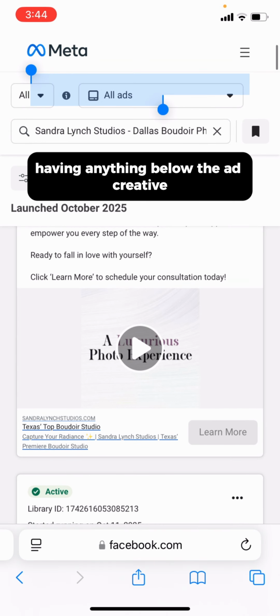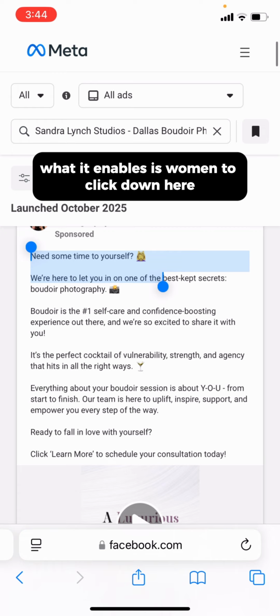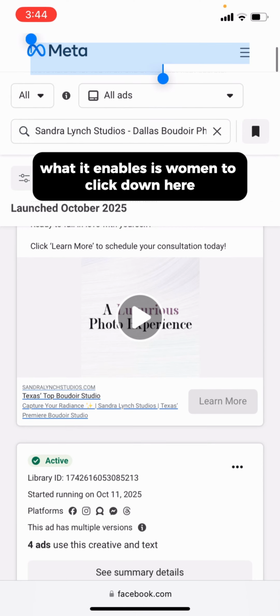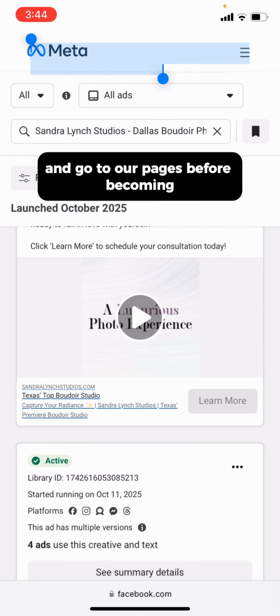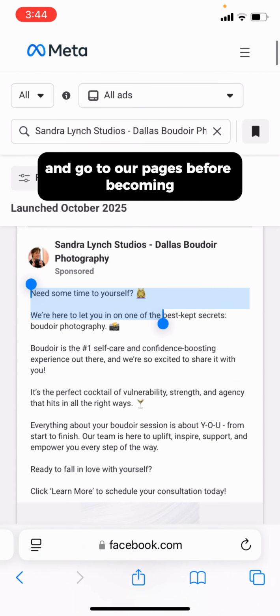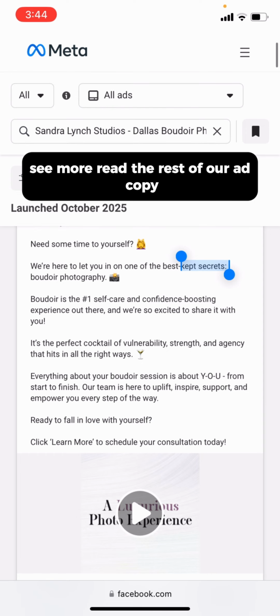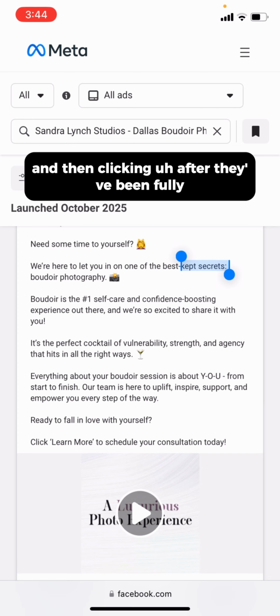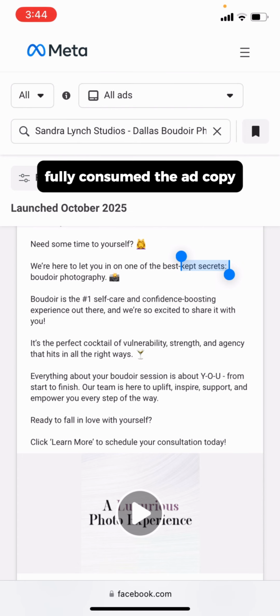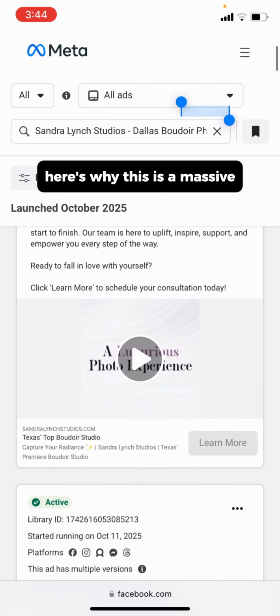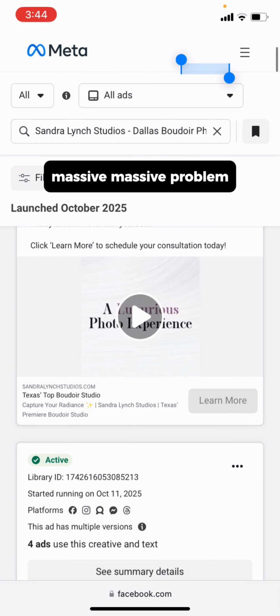Having anything below the ad creative enables women to click down here and go to our pages before being forced to click see more, read the rest of our ad copy, and then click after they've fully consumed the ad copy and become fully pre-qualified. Here's why this is a massive, massive, massive problem.